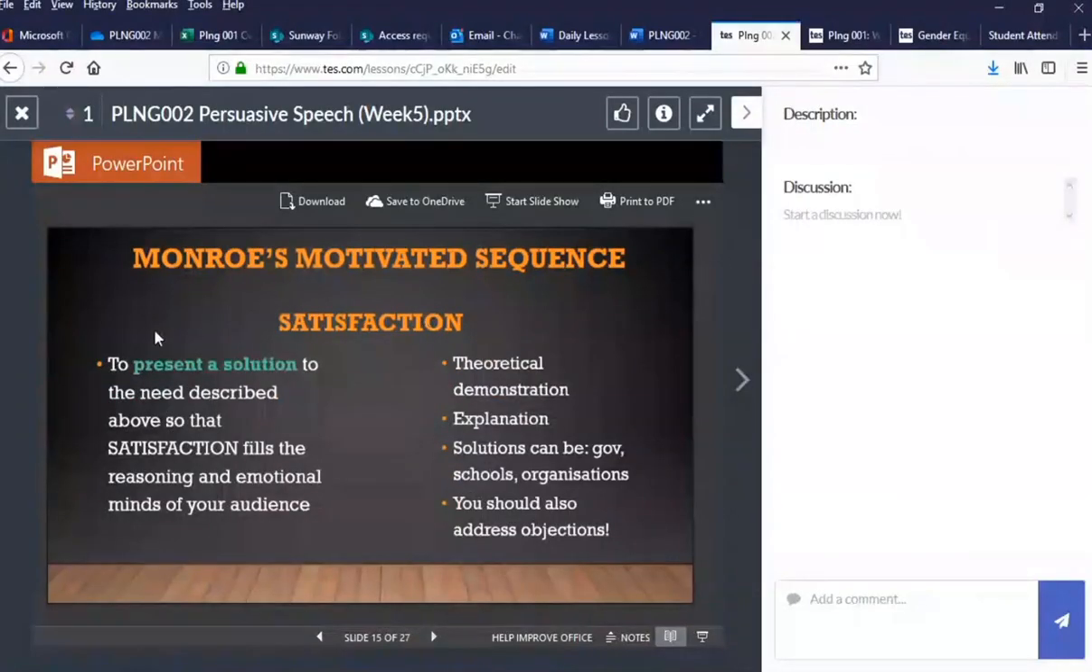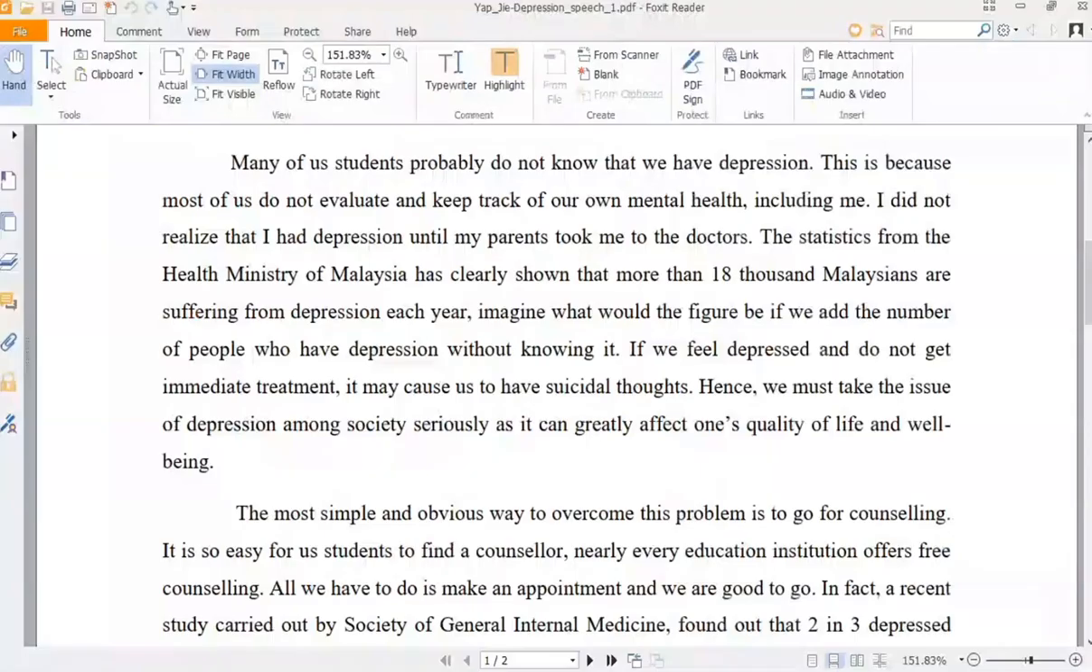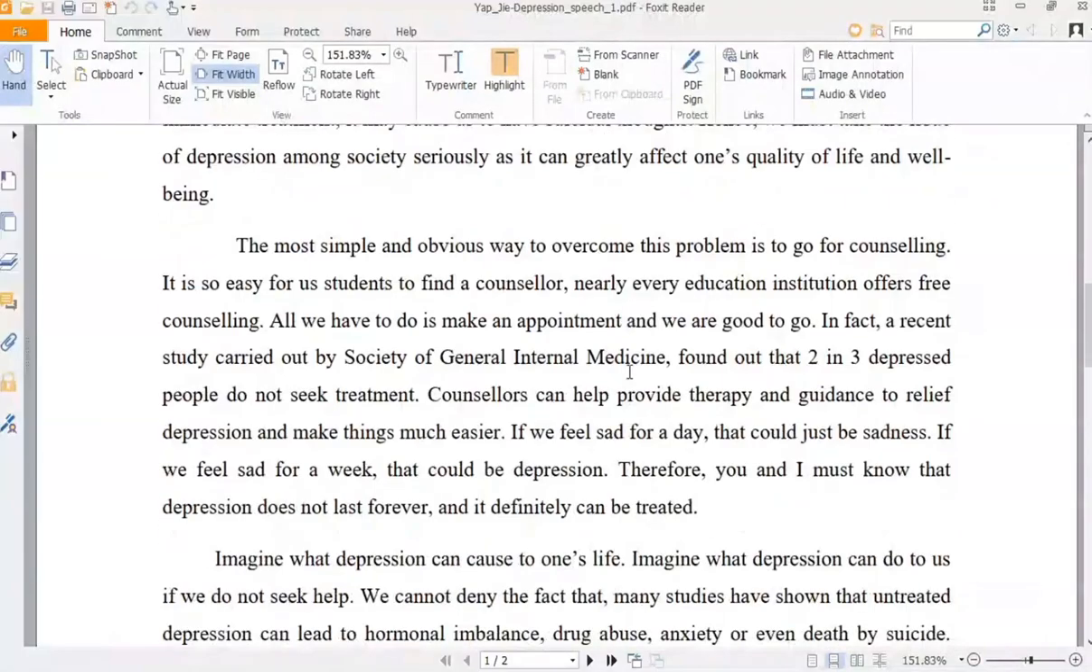Next, he has to present a solution to the audience. Okay, so the need described above must now be satisfied and must be solved. There must be a solution to that problem, okay, that fits the reasoning and emotional minds of your audience. So you can give theoretical demonstration, explanation, and should also address objections. Okay, let's see how he does it.